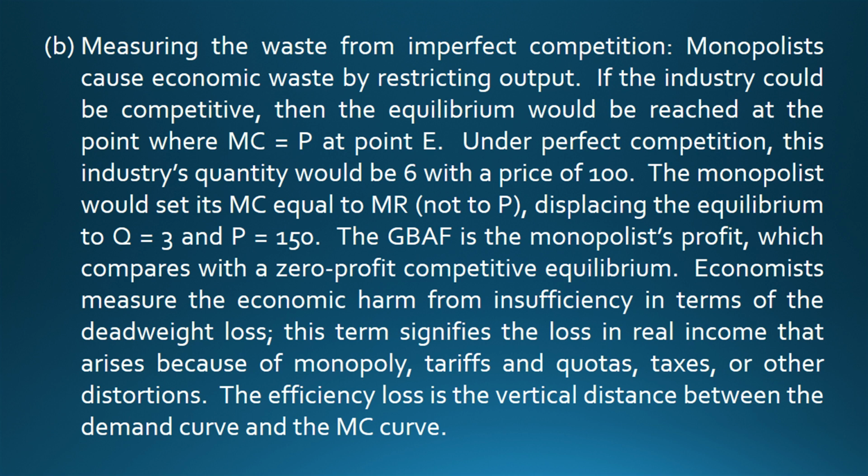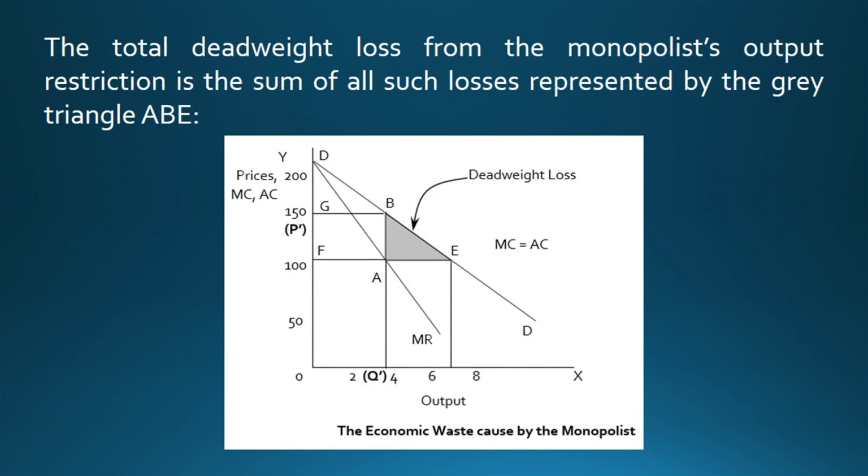Economists measure the economic harm from inefficiency in terms of the deadweight loss. This term signifies the loss in real income that arises because of monopoly, tariffs and quotas, taxes, or other distortions. The efficiency loss is the vertical distance between the demand curve and the MC curve. The total deadweight loss from the monopolist's output restriction is the sum of all such losses represented by the grey triangle BE.